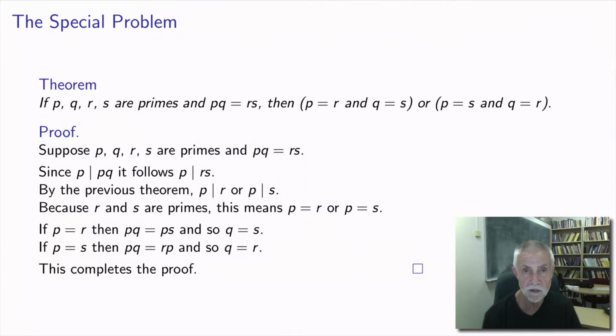So we have the two situations where either P is equal to R, in which case we have PQ is equal to PS. We cancel the P's, we divide through by P, and we get that Q is equal to S. And if P is equal to S, then similarly we get that PQ is equal to RP, and so Q is equal to R. And that completes the proof.